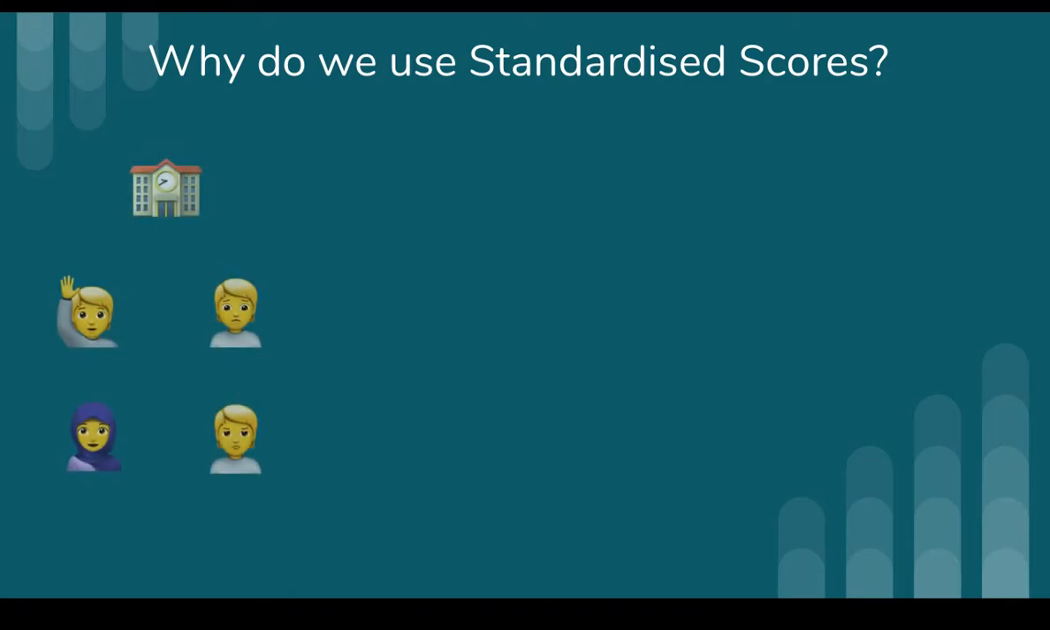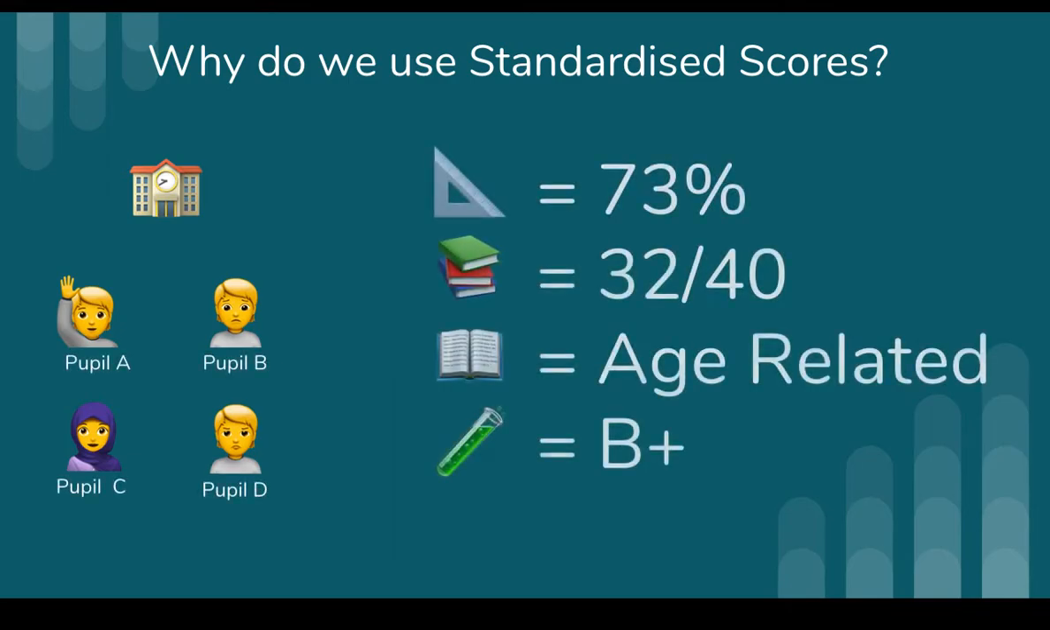So when we're in school, we have lots of children of different ages, gender, ability, all in different classes, all sitting different tests. From maths tests, marked out of a percentage, reading tests out of 40, spelling tests, which may be age-related or below age-related, and science tests, which could have a grade descriptor of an A, B or C. As you can see, you can't compare those. It is also very difficult to track those over time.